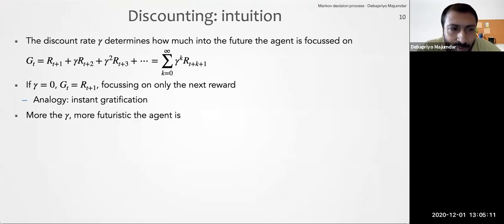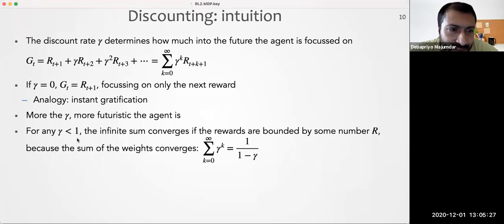Now, obviously gamma cannot be more than 1, and gamma should actually not be 1 either, because then we are not discounting anything. So it should be something less than 1, but if it is large, then the more futuristic the agent is, right? For any gamma less than 1, this infinite sum converges to a finite number, because it is simply the sum of a GP series, that's 1 by 1 minus gamma.